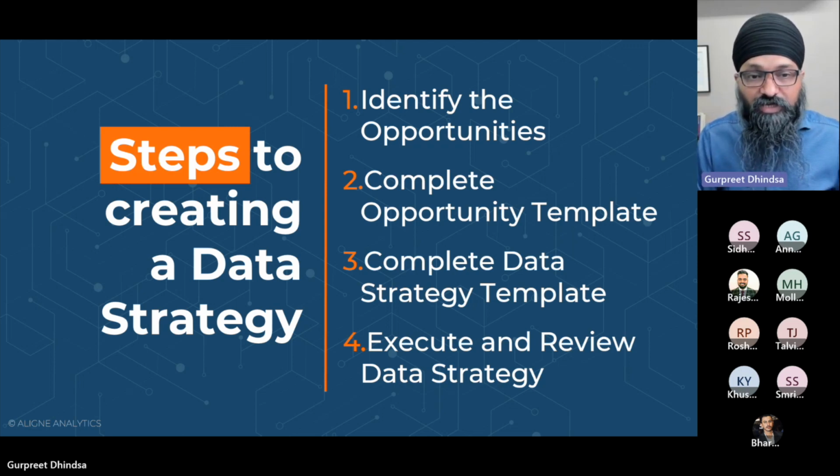So that's step 1. Step 2 is to complete an opportunity template. So I'll go through that. What are the questions involved? For each opportunity that you identify, you complete this template, and then once you have collected that data around all these opportunities that you identified, then you create your data strategy template, and that basically becomes the plan for implementing it. And then you implement it, execute your data strategy. And it's not a case of you do it once and you forget about it. Basically, it's an ongoing process. Once you implement it, you review what is working, what is not working, what can be improved further, and then it basically goes on its journey.